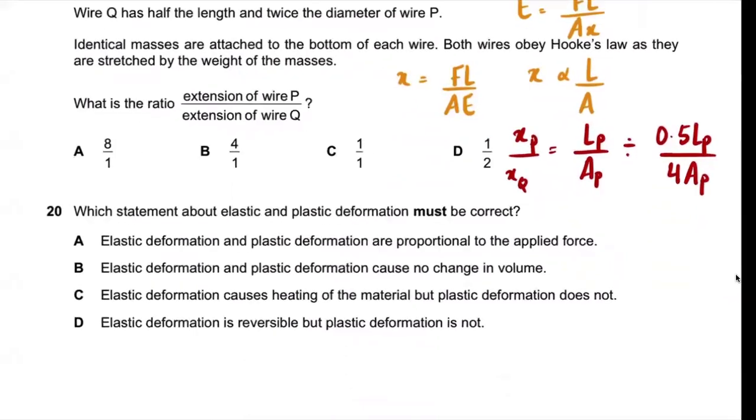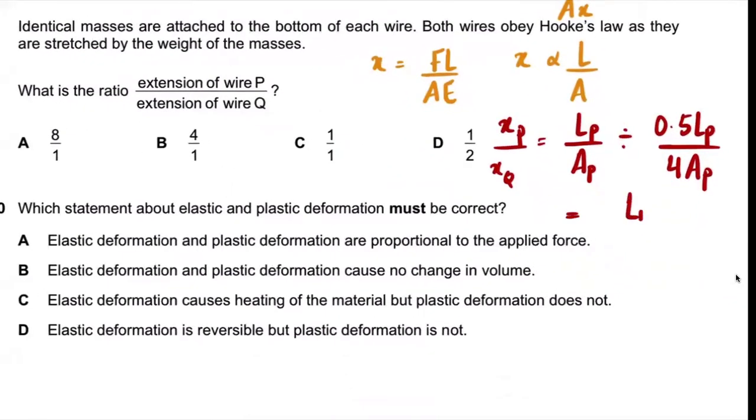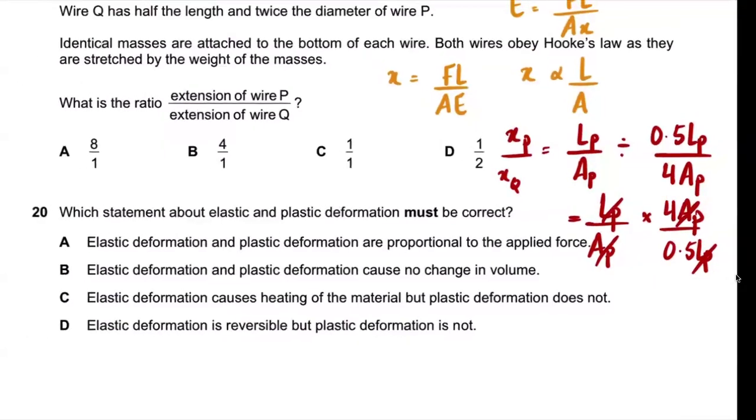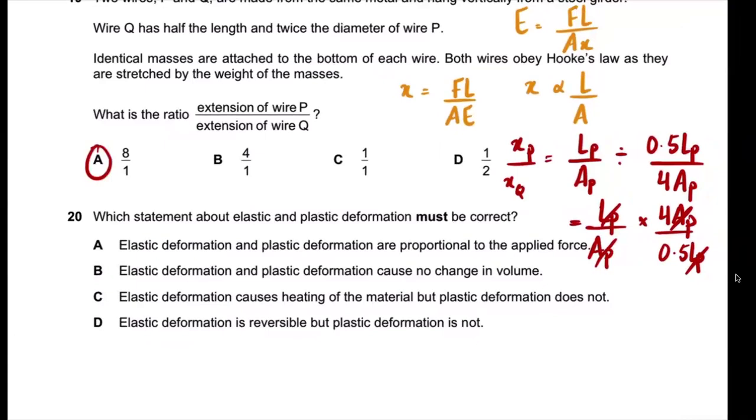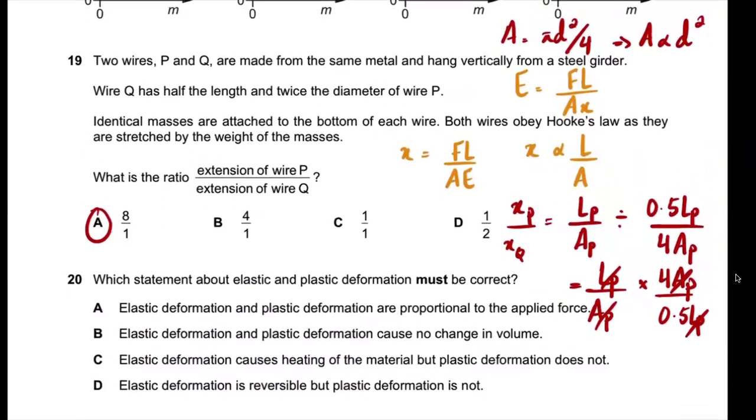Now you can just write this out as a fraction, LP over AP. And I personally, from childhood, like to do it like this: it is just the reciprocal of this. So this becomes 4 AP over 0.5 LP. LPs will cancel out, APs will cancel out. So it's 4 over 0.5, which is 8. So 8 over 1. Let me know if this makes sense.